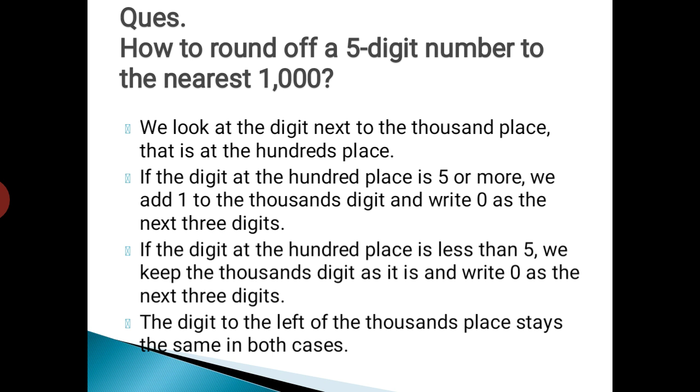So children, we just look at only 2 criteria. Whenever we are rounding off to the nearest 1000, we just look at 2 things: the hundreds place, is it less than 5, or is it equal to 5 or more than 5, and then do accordingly.